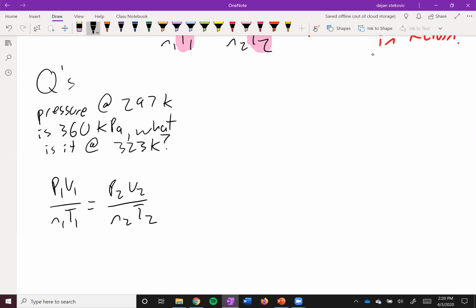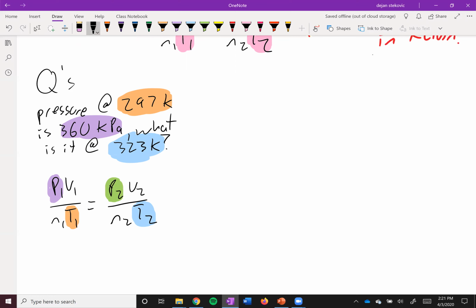And then we think about what the question is giving us. In this case, it's telling us that one of these temperatures is 297 Kelvin. So we'll say that it's initially 297 Kelvin, and at that temperature, its pressure is 360 kilopascals. And then it says, what is it at 323 Kelvin? Well, that has to be the final set. That can't also be the initial one. So we can plug that number in there and think about what it is asking. It's asking for pressure, right? It gives you pressure, then asks what it is at a different temperature. So that's our unknown.